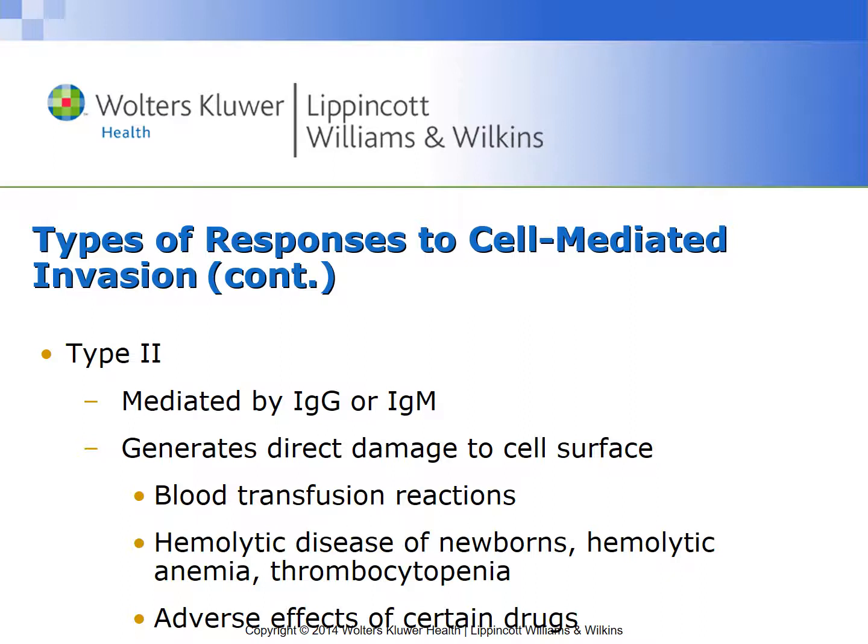Also hemolytic diseases, which involve the blood and the red blood cells where they are diseased, and thrombocytopenia, which is where the platelets are very low. And this can actually be an adverse effect of certain drugs. So that's why it's important to read about your drugs to see if, in fact, they can cause a type 2 reaction. All drugs can cause a type 1 reaction, but certain drugs can cause this type of reaction.